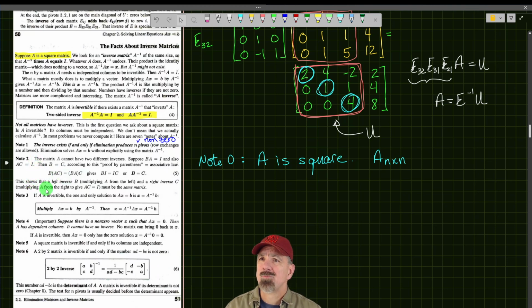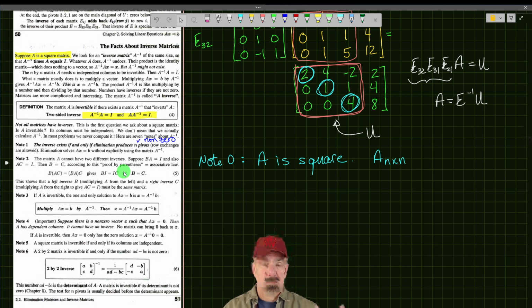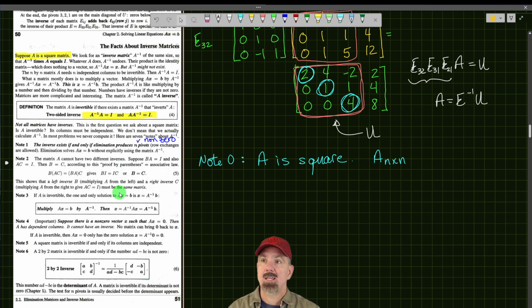Moving on to note 2, then he's talking about the matrix A cannot have two different inverses. You don't need to worry about the proof for the demonstration here. Just understand if A has an inverse, that inverse is unique. Note 3, if A is invertible, then AX equals B has a unique solution. That's a really important result that we will leverage throughout the course. So the system has to be square. If the system is square and if A is invertible, then there exists a unique solution X such that X is equal to A inverse B.